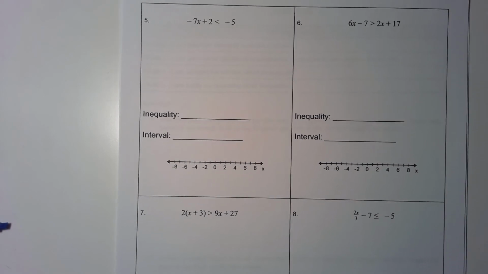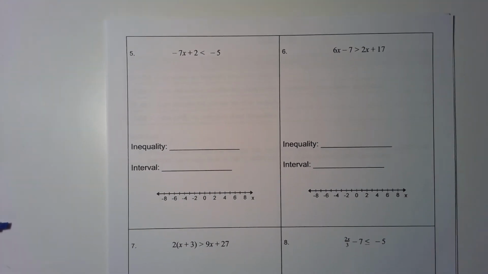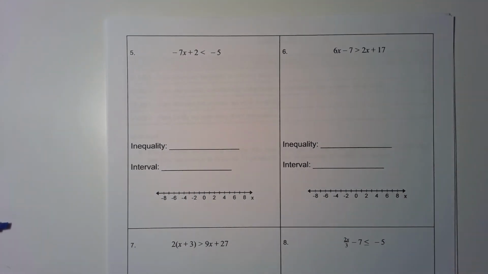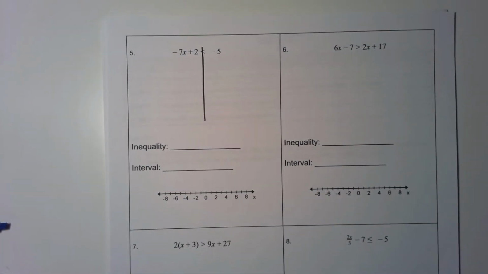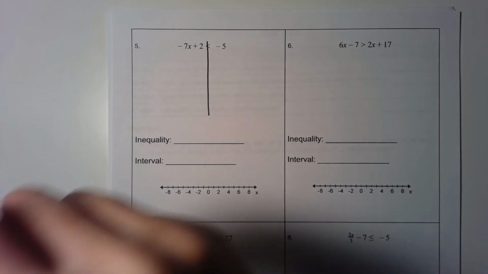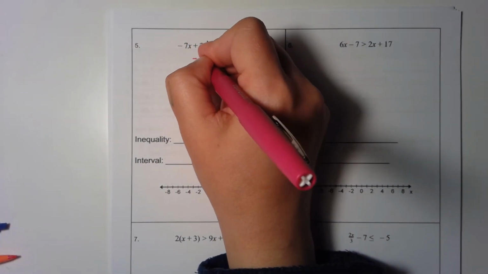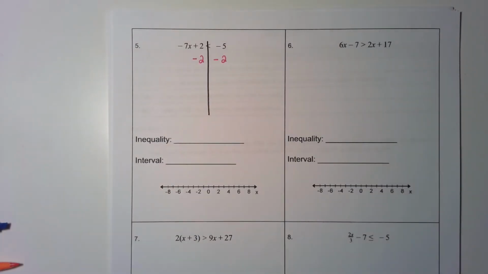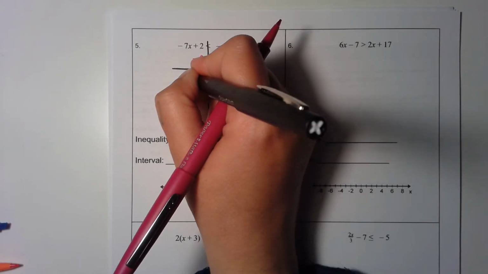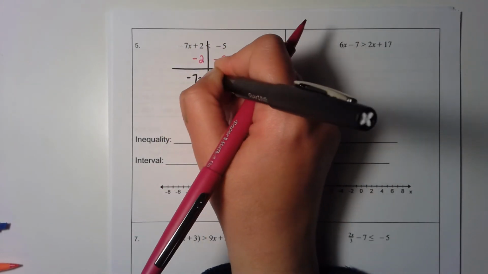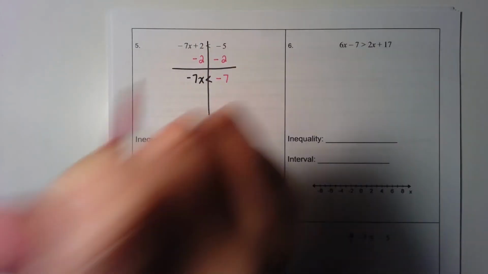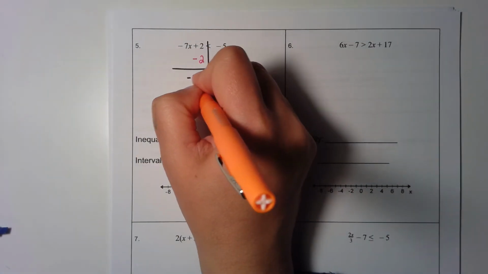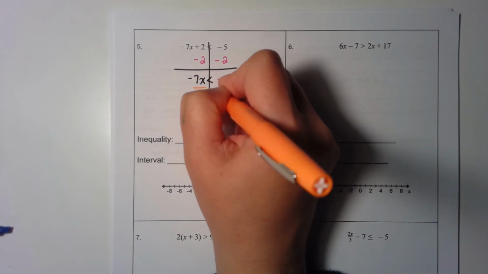We're going to do a few more examples here. So for problem number 5, in order to solve this, I would start by drawing a vertical line through my equal sign. Now I want to get x by itself, so the first thing that I would do is subtract 2 on both sides of the inequality, and that's going to give me -7x is less than -5 minus 2 is -7. Next, I'm going to divide by -7 on both sides.